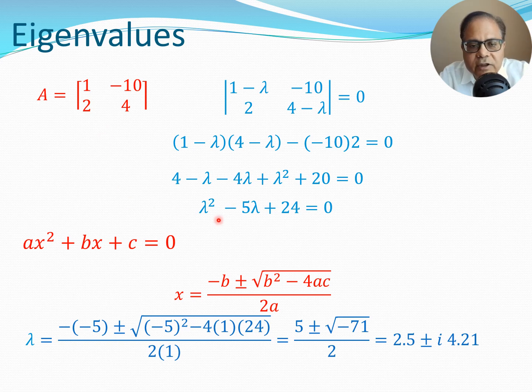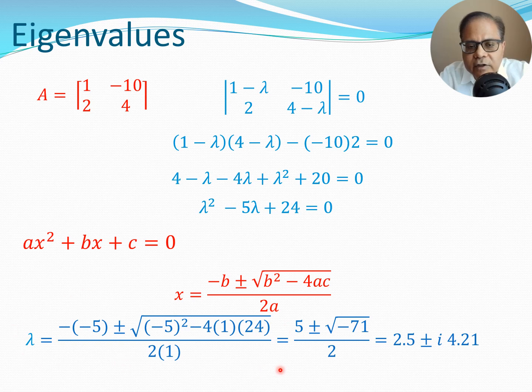Now of course I know this equation is similar to ax square plus bx plus c equal to 0, the typical quadratic which has this solution. X is minus b plus minus root b square minus 4ac by 2a. So I can easily plug in the different values here and get the solution for the quadratic.